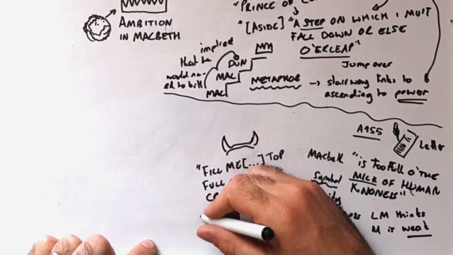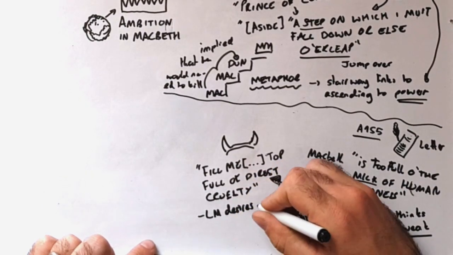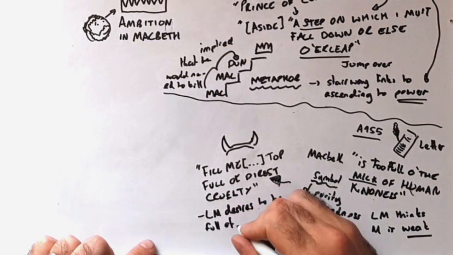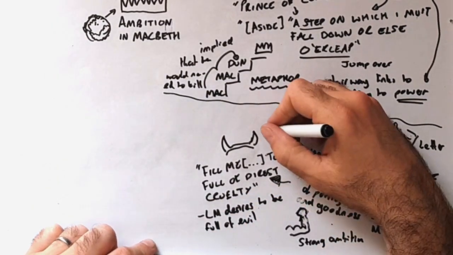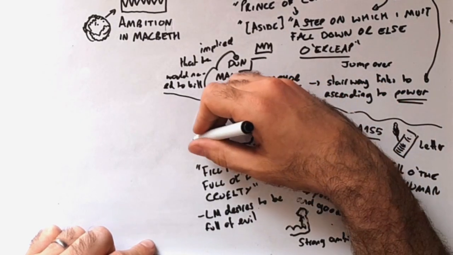Desires, so I might put her LM desires to be full of evil. So we could write some adjectives here. Villainous, highly ambitious.